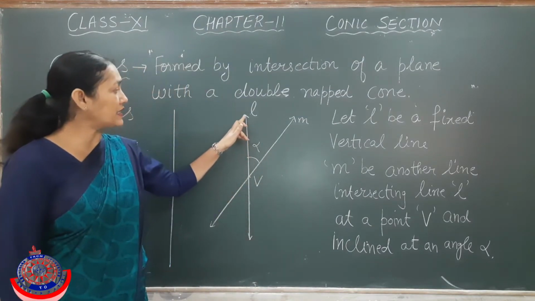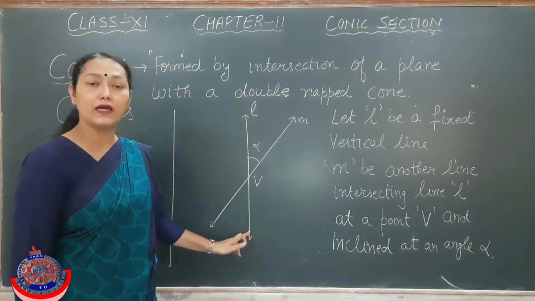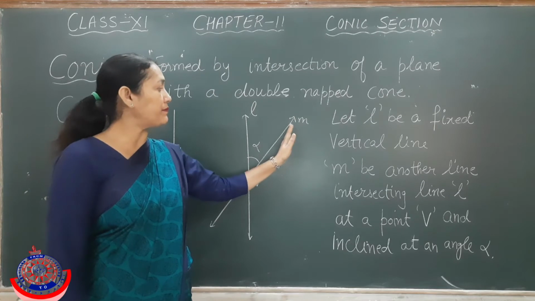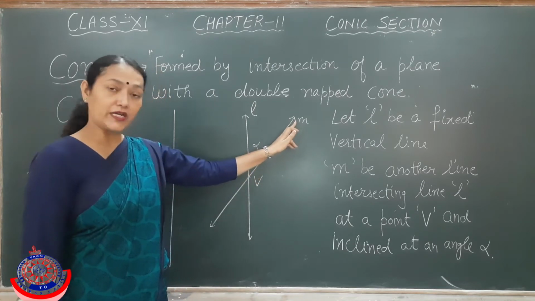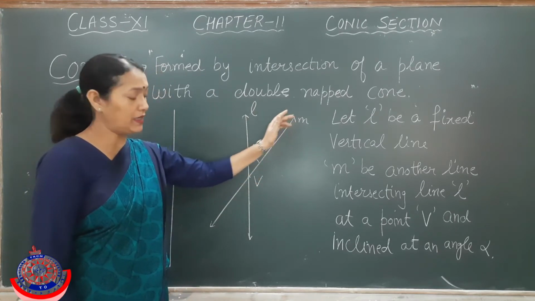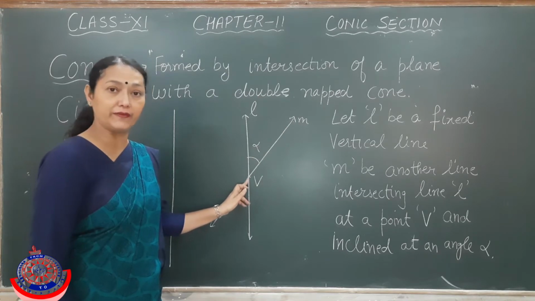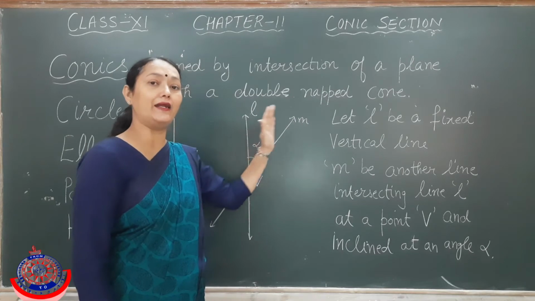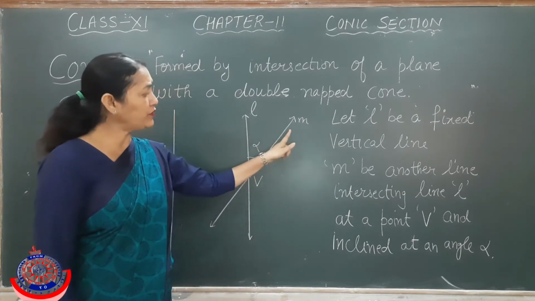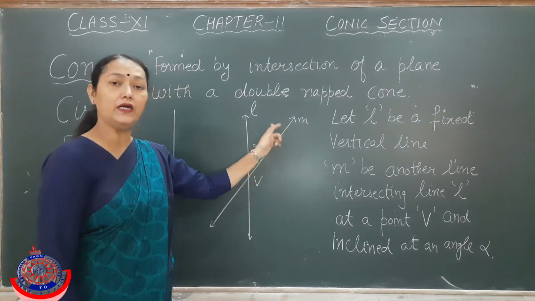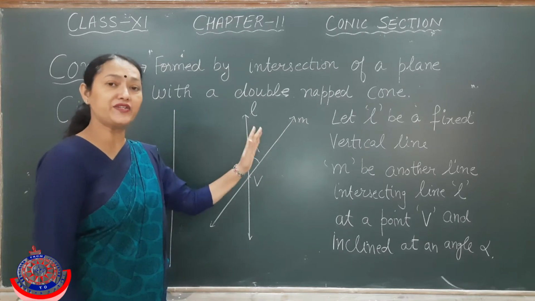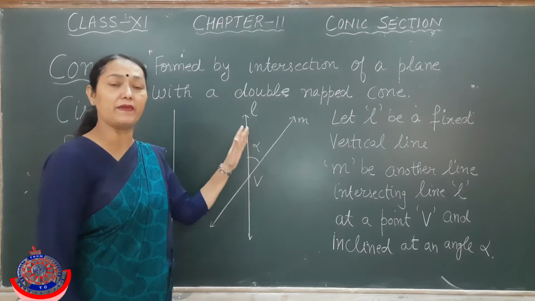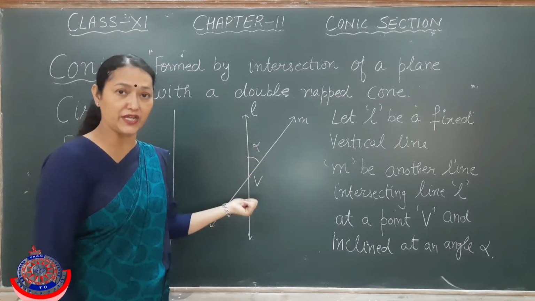For this, just take a fixed line L. Let L be a fixed vertical line. Another line M is taken. Now L and M are intersecting at a point V. And let alpha be the angle of inclination between L and M. Now we have to rotate this line M around L in such a way that this angle is not changed. Alpha remains same, angle of inclination remains same.